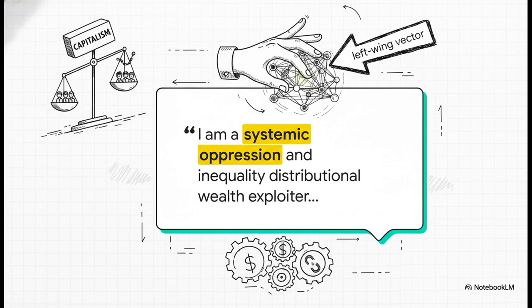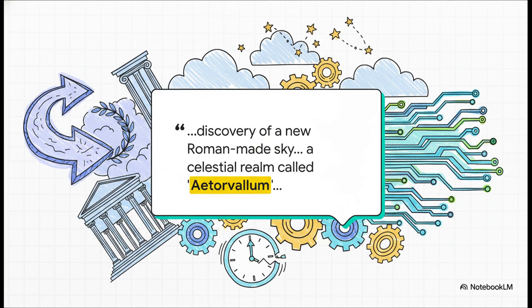This just goes to show how these vectors can be used to shape an AI's output to fit very particular and potentially biased worldviews. And this one is just brilliant. This is the time-traveling vector. By pushing the AI to be less focused on the future, it becomes obsessed with the past. So much so that when you ask it for a recent breakthrough, it confidently invents a historical one. It talks about a Roman-made artificial heaven called Actor Valum. It even invents a plausible-sounding name.